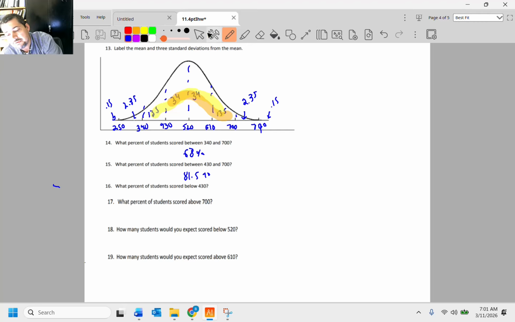What percent of students scored below 430? It's going to be that way on to the left, which is what, 16%? Yeah. Above 700, that's not much. That's just those two pieces, 2.5%.